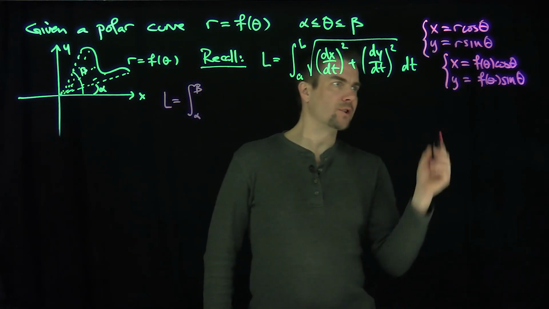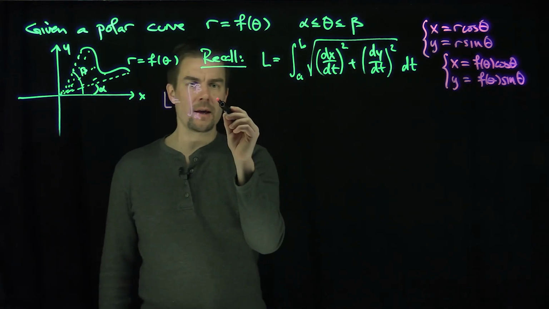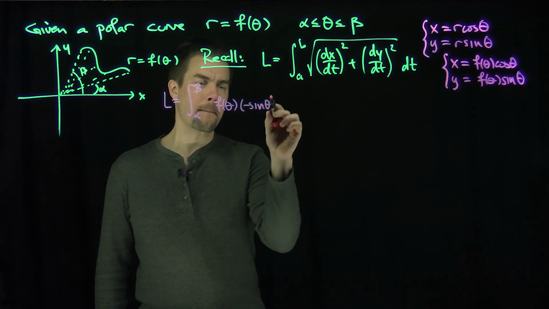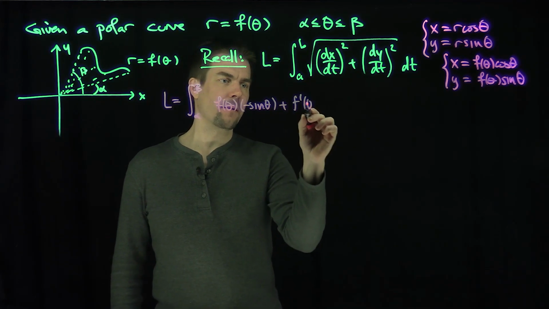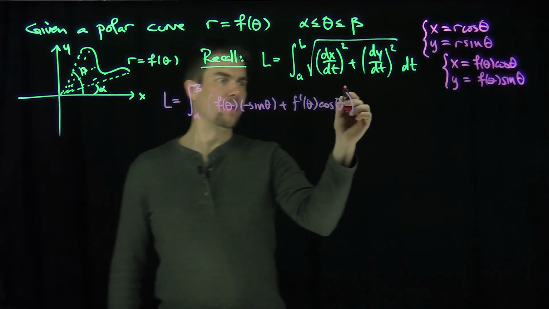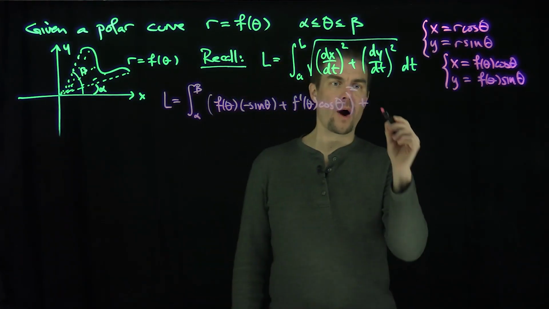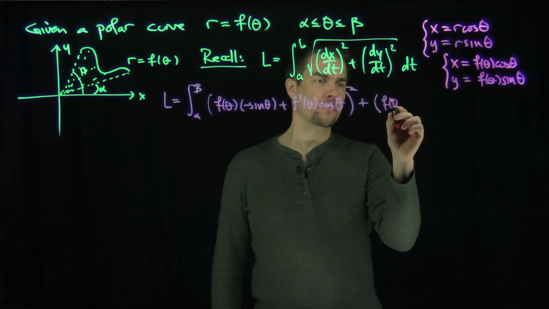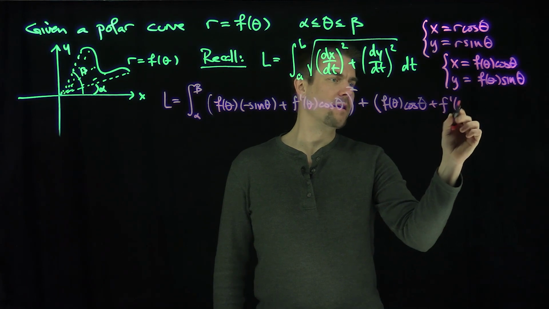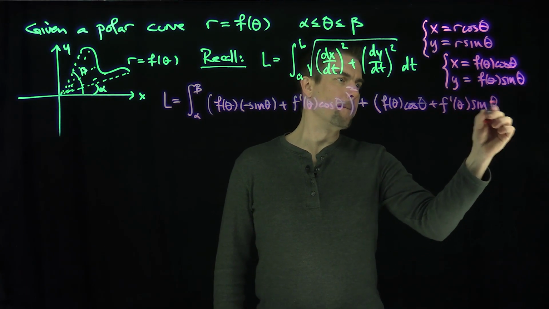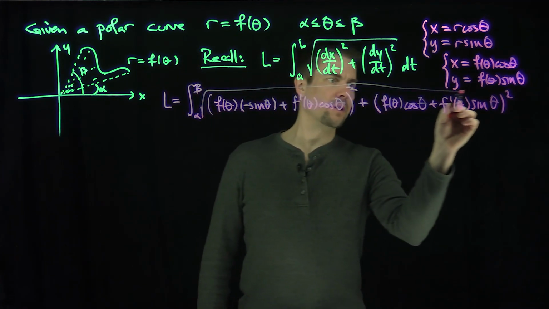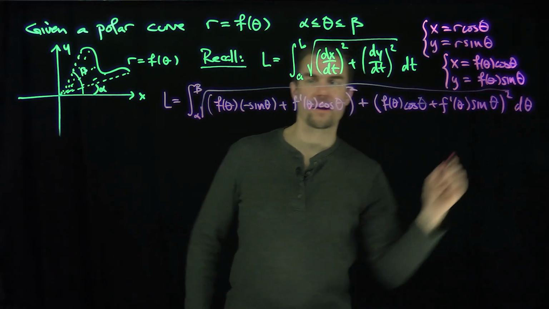And then I have dx dt. So let's do the product rule on dx dt. What will that be? That'll be f of theta times negative sine of theta plus f prime of theta cosine of theta. I'm going to have to square this. That's my x prime. What's my y prime? It's going to be f of theta times cosine of theta, plus f prime of theta sine of theta, squared. And then all that's underneath the square root d theta, right?